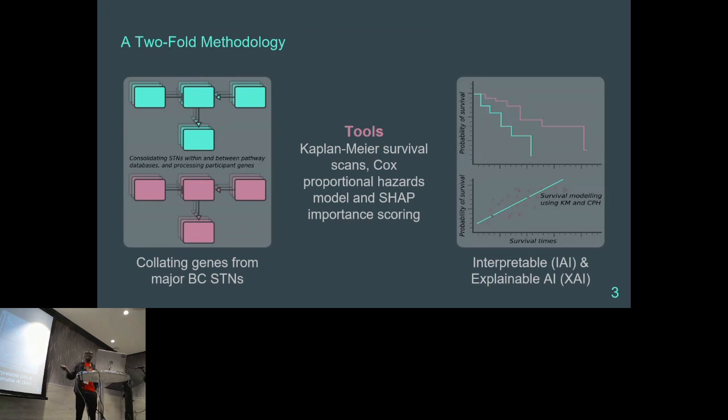So with that, the Kaplan-Meier survival scan also helps us to triage genes into two categories of overexpressed genes and underexpressed genes, and some genes that show an interesting feature of both showing overexpression in a subset of patients, but also underexpression in a subset of patients.